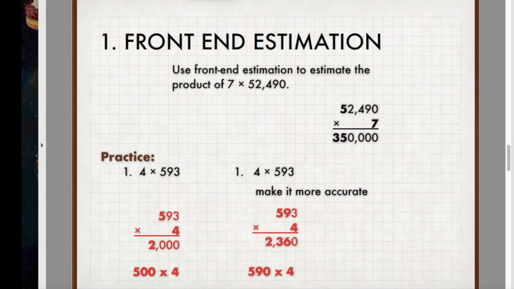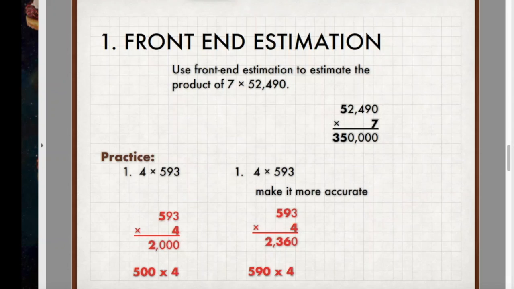Now let's go ahead and apply front-end estimation. Remember, with front-end estimation, we are only looking at the first number. This is pretty easy, in which we don't have to worry about rounding. So if we have 7 times 52,490, remember, 52,490 is the larger number that will go on top, and with front-end estimation, we're only looking at the first numbers, 5 and 7. 5 times 7 is 35, but 35 is not the answer.